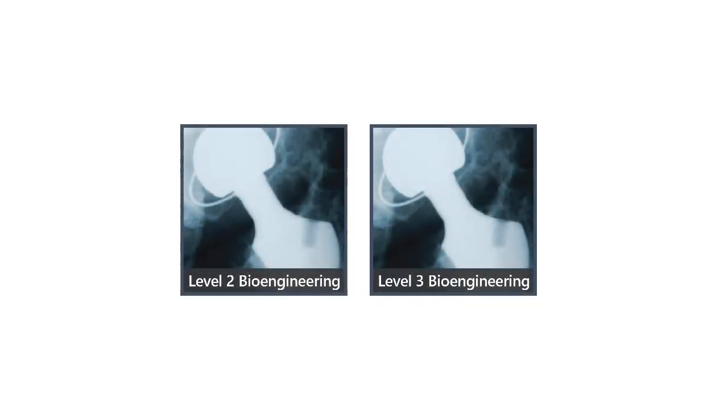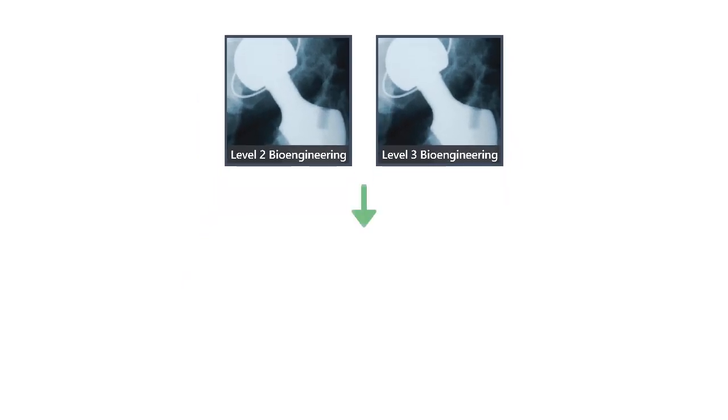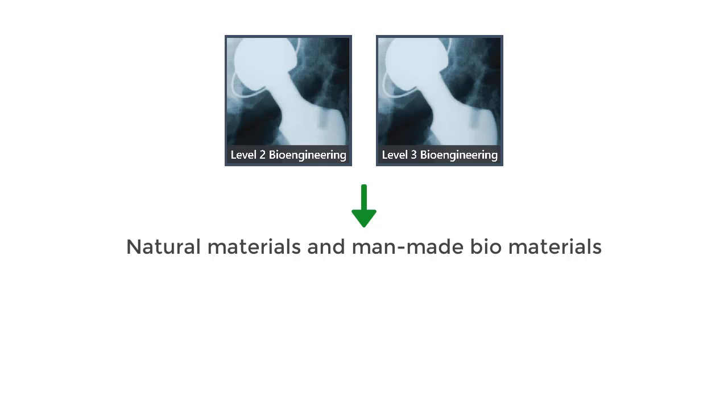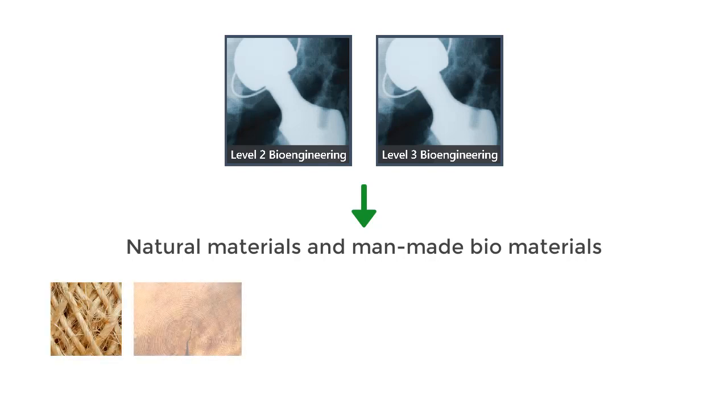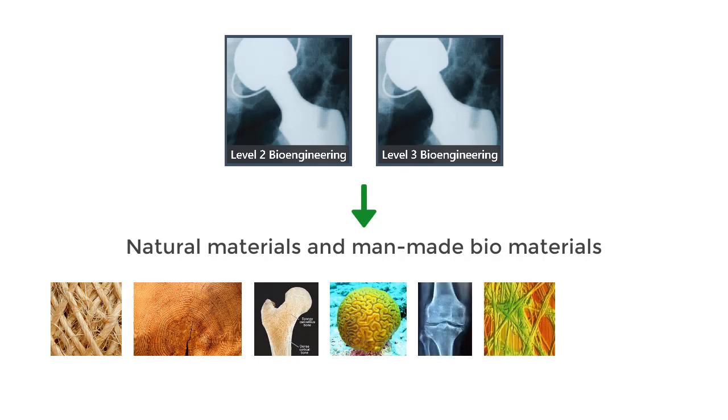In this video tutorial, we will look at the information available in the Bioengineering Database. The Bioengineering Database contains reference data for natural materials and man-made biomaterials. These include natural fibers, wood and wood-like materials, mineralized tissue such as bone and coral, soft tissue such as muscle and cartilage, as well as the basic structural building blocks of nature such as proteins and minerals.